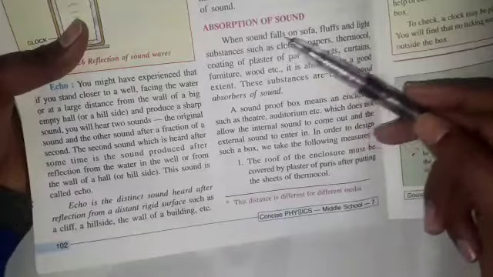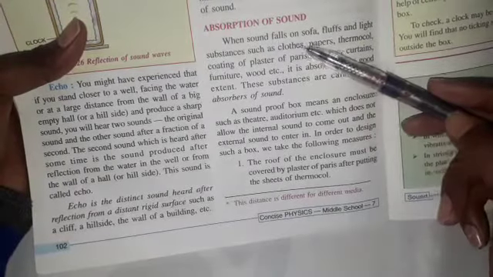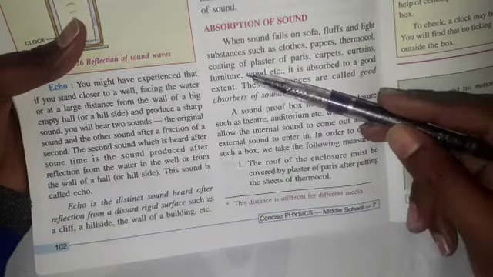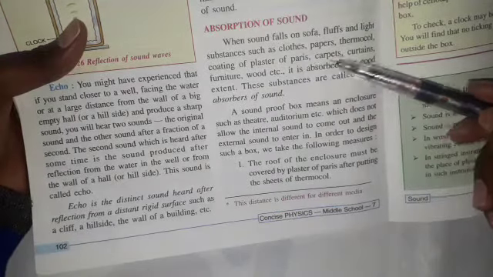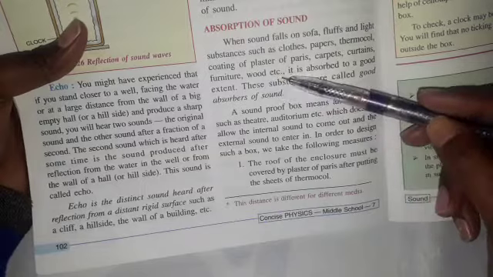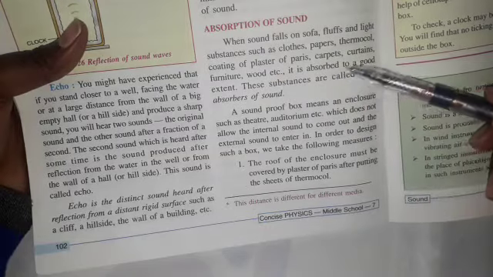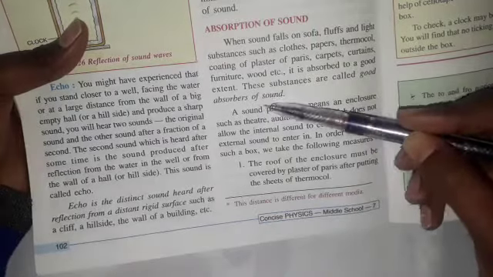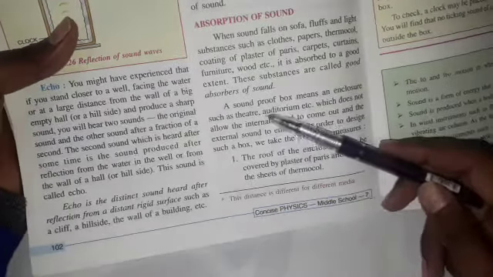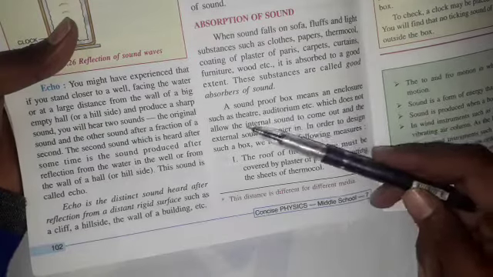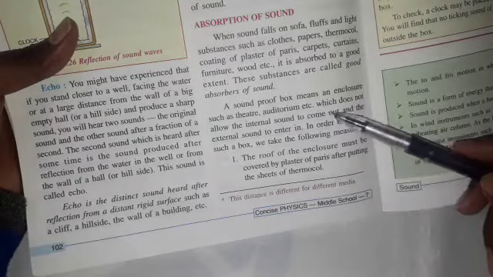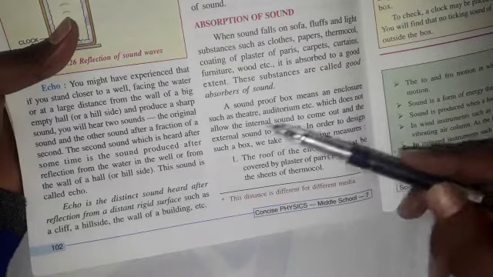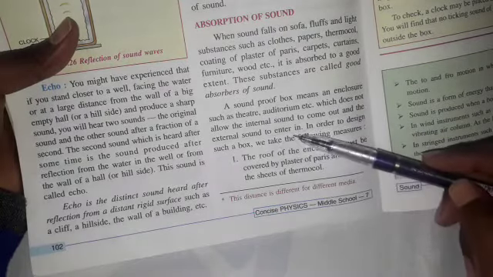And now, absorption of sound. When sound falls on sofa, fluffs and light substances such as clothes, paper, thermocol, coating of plaster of Paris, carpets, curtains, furniture, wood, etc., it is absorbed to a good extent. These substances are called good absorbers of sound. And a soundproof box means an enclosure such as a theater, auditorium, etc., which does not allow the internal sound to come out and the external sound to enter in.